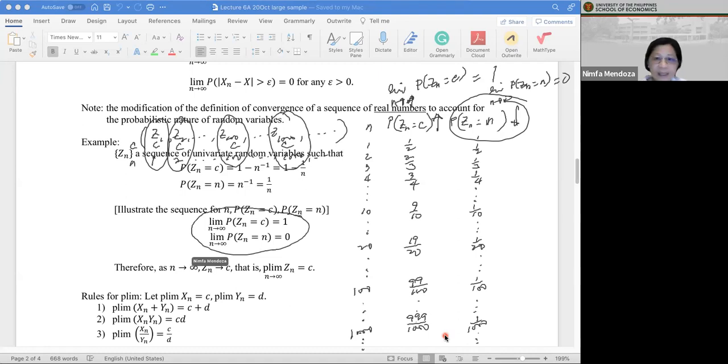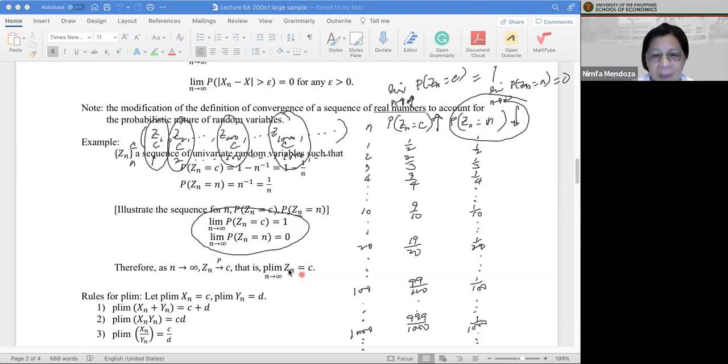So we get this result. Therefore, as N approaches infinity, C sub N would approach C in probability. That is, the plim of C sub N is equal to C. Do you get that? Do you have questions there? So that is what we mean. That's an illustration of what we mean by convergence in probability.